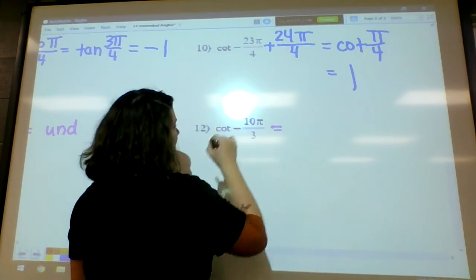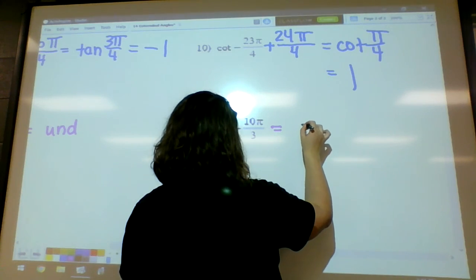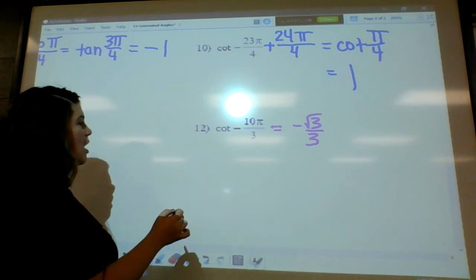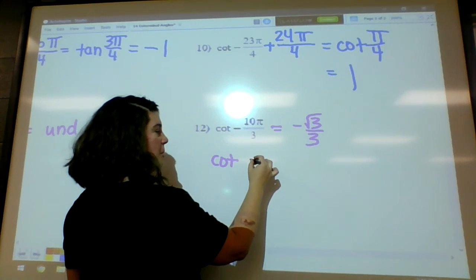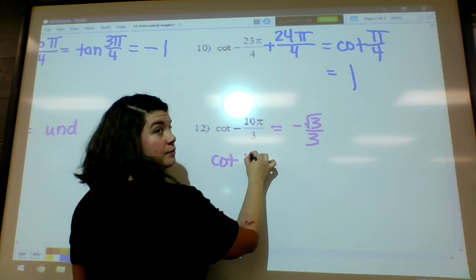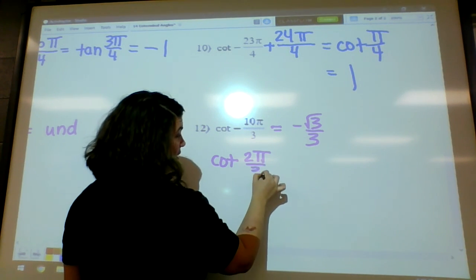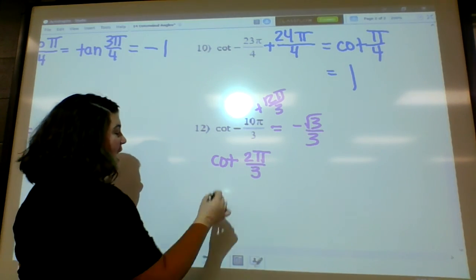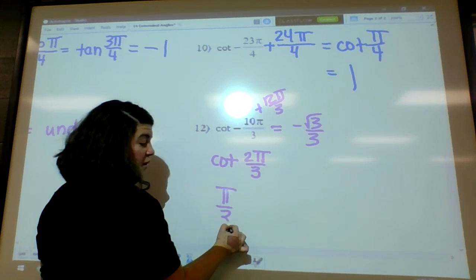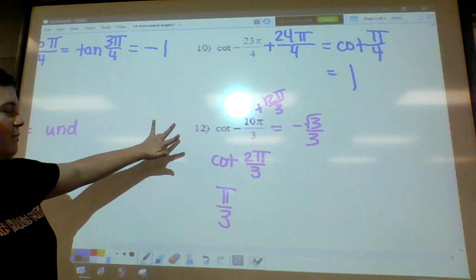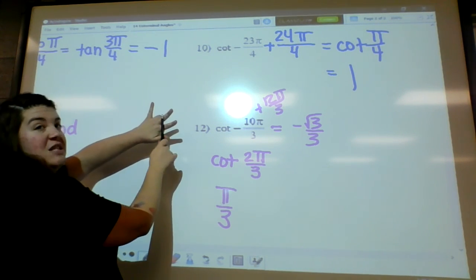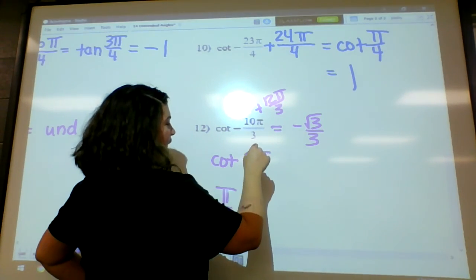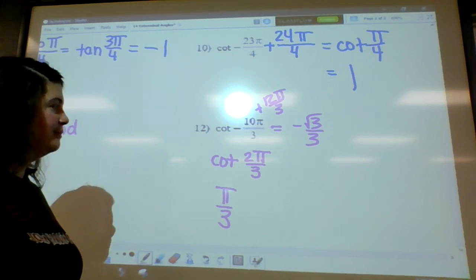All right, and then what did you get for your final answer for number 12? Negative square root of 3 over 3? Anybody else? Negative square root of 3 over 3? Okay, so this was cotangent of what angle was your coterminal? 2 pi over 3? Because you ended up adding 12 pi over 3, right? So you ended up adding 4 pi. And then you had to reference pi over 3. And so if you used your hand and reference pi over 3, cotangent is cosine over sine. And so your square root of 3 ends up in the middle of that fraction. So that's why it's square root of 3 over 3. And in Q2, it is a negative.